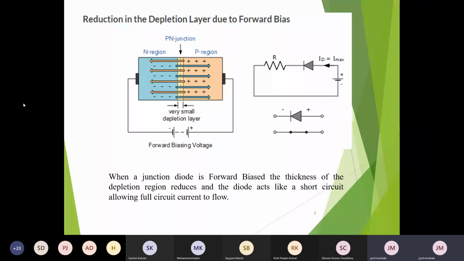Now, as the forward voltage increases, the current also goes on increasing. At the initial stage, at zero potential, there is no current, and as we go closer to the barrier potential for silicon or germanium, a little amount of current is observed. Silicon and germanium are the two semiconductor materials. The barrier potential for silicon is 0.7 and for germanium it is 0.3.